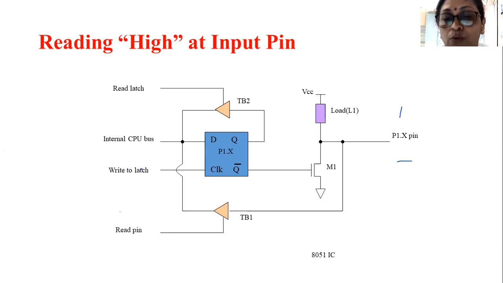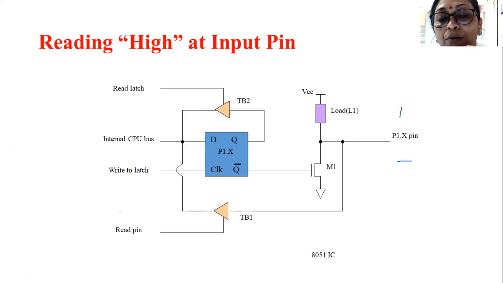Hello. So while writing 0 to the port pin, the CPU bus will apply 0 to the D input of the flip-flop. It will apply a clock pulse through the write to latch, and Q will become 0, Q bar will become 1. When Q bar becomes 1, the MOSFET will become on, and when this MOSFET becomes on, this pin will be at ground potential, and hence logic 0 will be outputted.